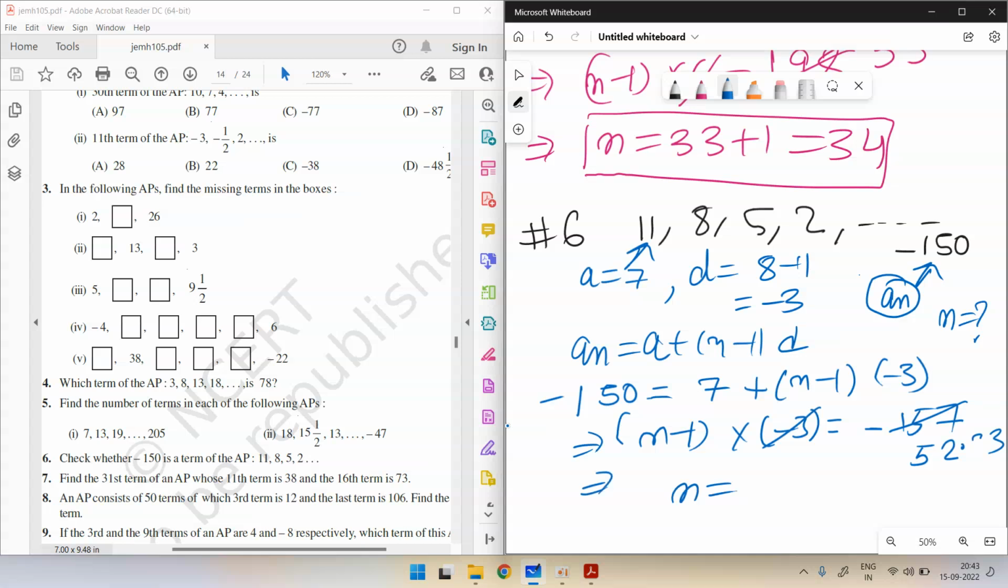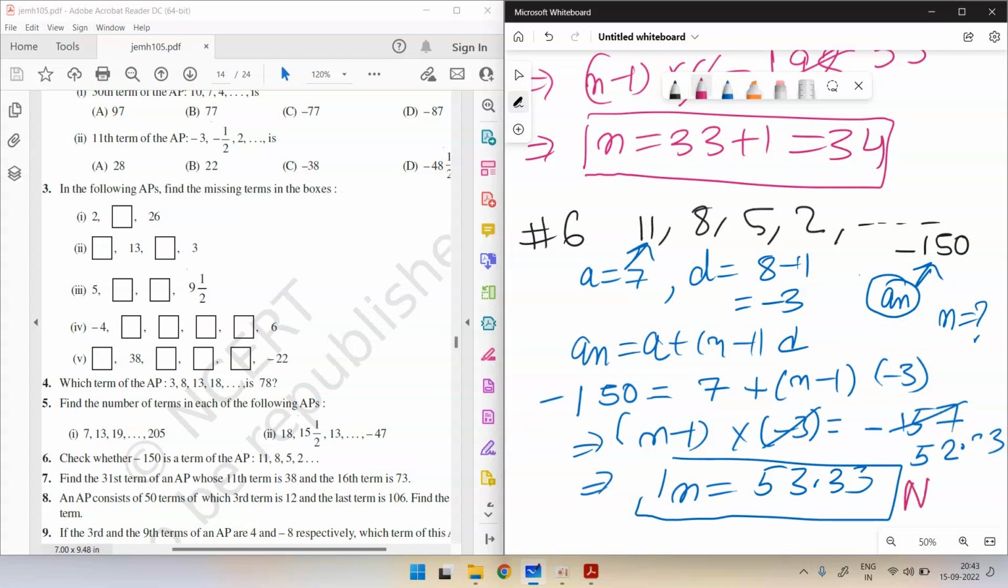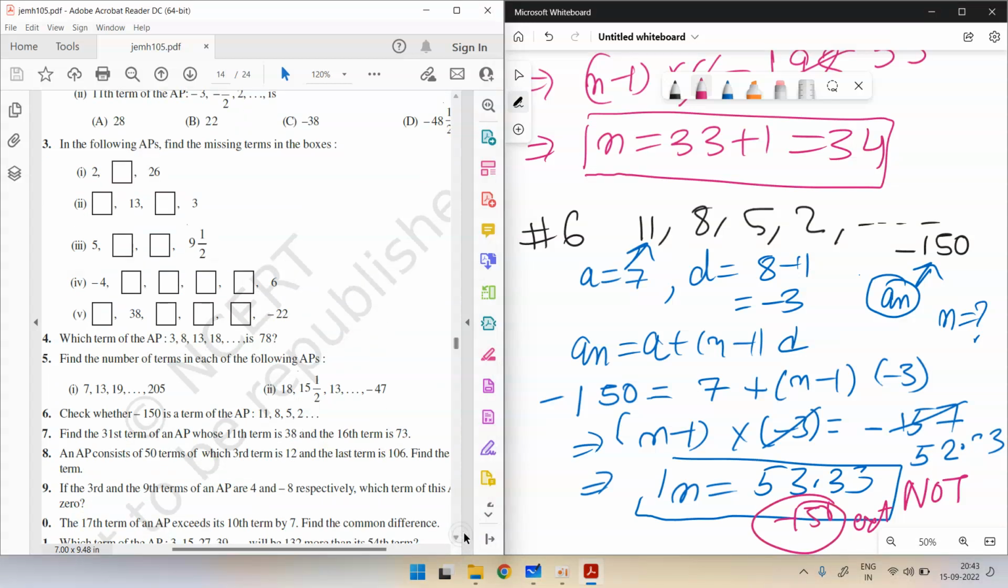This is nothing but 54.67. And since n is not an integer value, this implies that minus 150 does not exist as a term in the series. This is the answer.